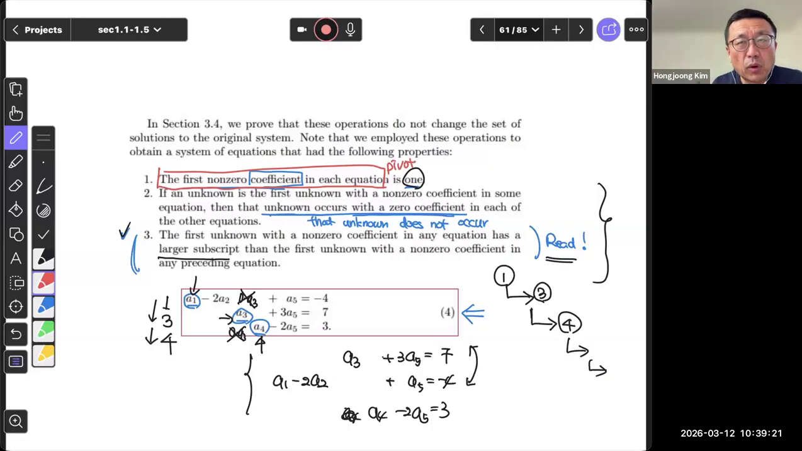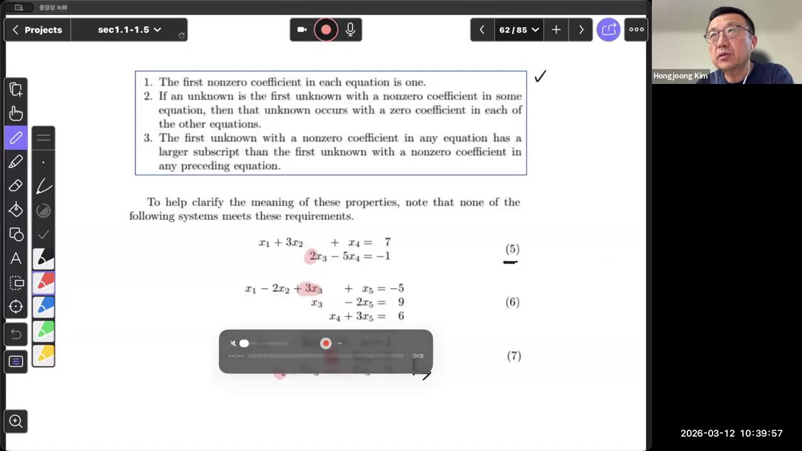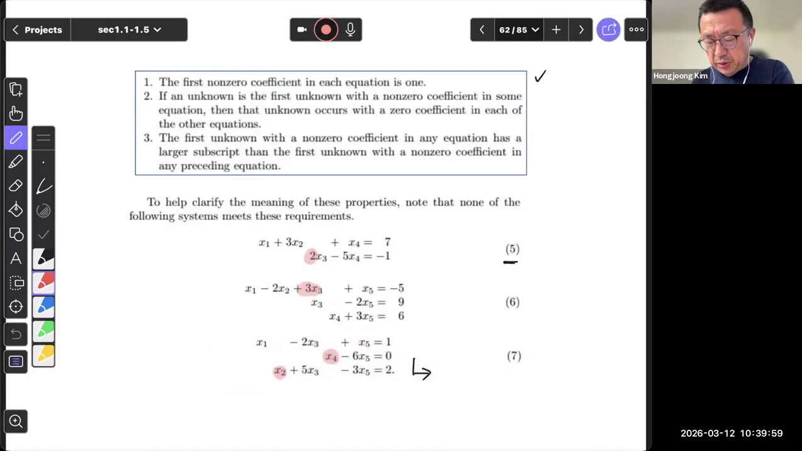So statement 1 says that in each equation, the pivot, the first non-zero coefficient, must be 1. That means the pivot must be 1 in each equation. The third requirement tells you that as you go down the rows, the pivot must be shifted to the right. That is what these two slides imply.